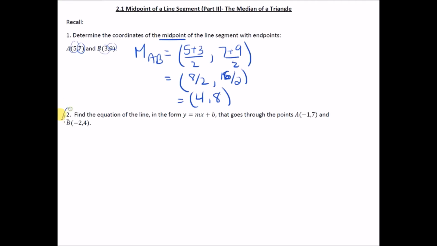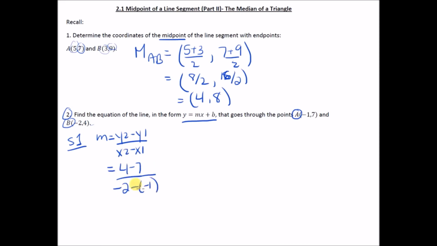Now, let's recall number 2. Let's find the equation of a line in this form, y equals mx plus b, which is a very straightforward form, that goes through these 2 points, A and B. So let's recall step 1. What we're going to do is we're going to find the slope. Okay, so we're going to use the formula y2 minus y1 over x2 minus x1. So let's use 4 minus 7 and negative 2 minus negative 1.